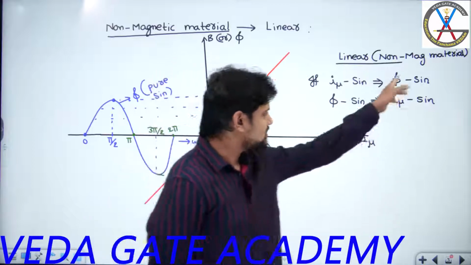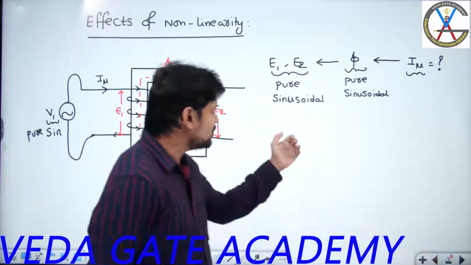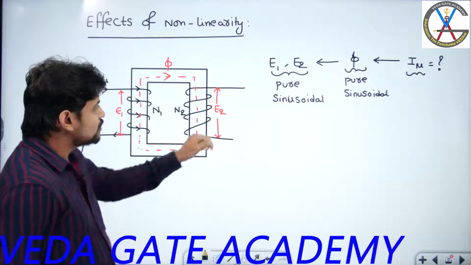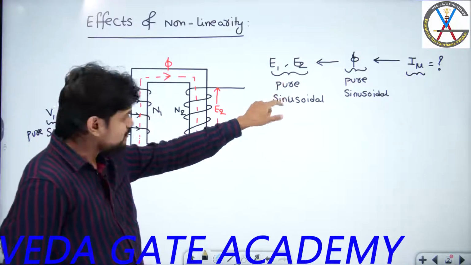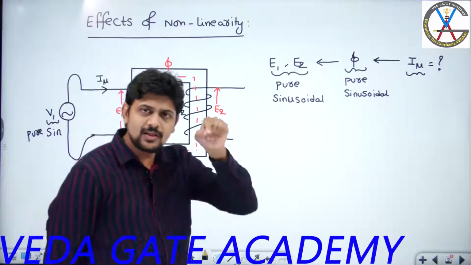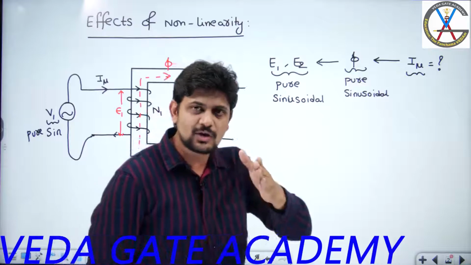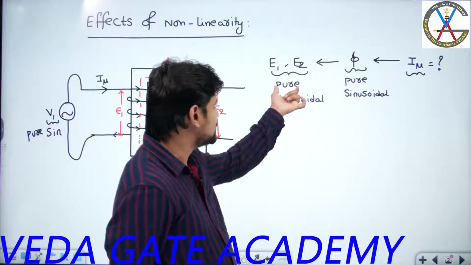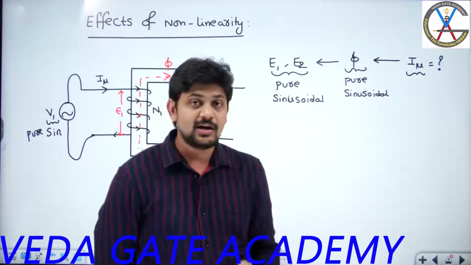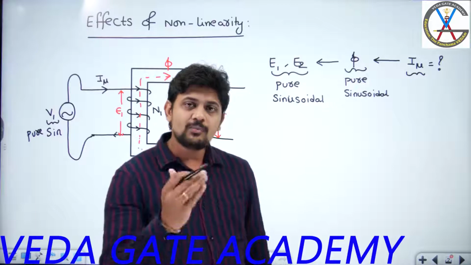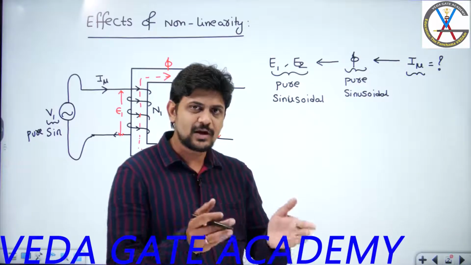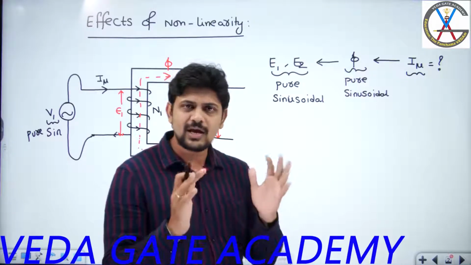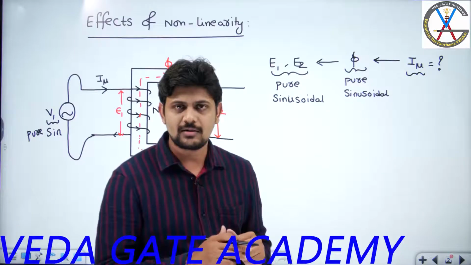Why am I discussing this flux shape? Because in order to get a reliable power system, we need pure sinusoidal EMFs. The moment the EMF is non-sinusoidal, definitely harmonics will come into the picture. If the induced EMFs in the primary and secondary are not pure sinusoidal, then harmonic content will be present, because if any parameter becomes non-sinusoidal and you apply Fourier series analysis, it contains harmonics.